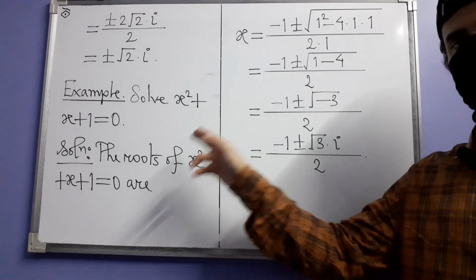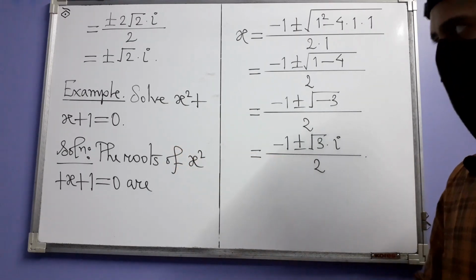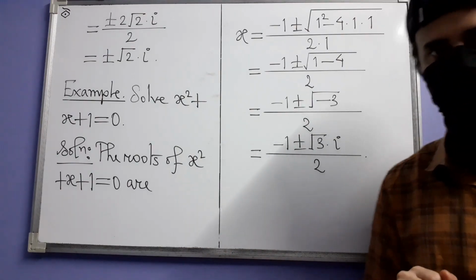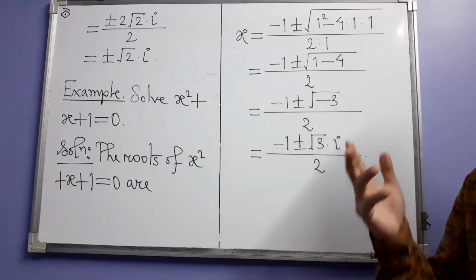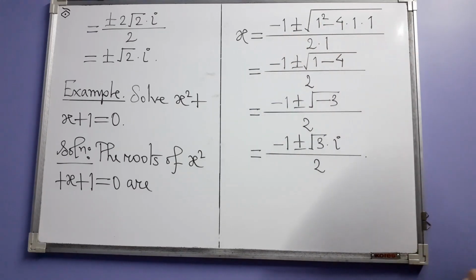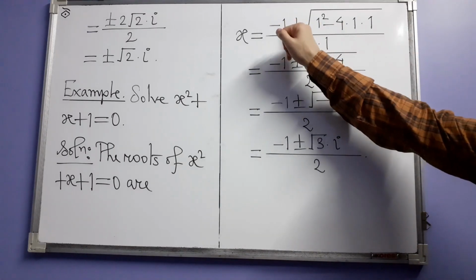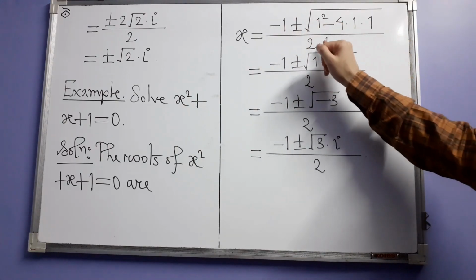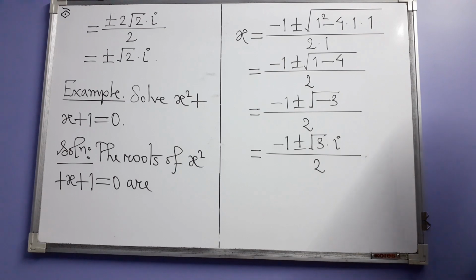So this is the next equation and its solution. The equation is x square plus x plus 1 equals 0. So in this case, A, B and C all are equal to 1. So the formula for the solution has been used: minus B plus or minus root B square minus 4 times A times C divided by 2 times A.